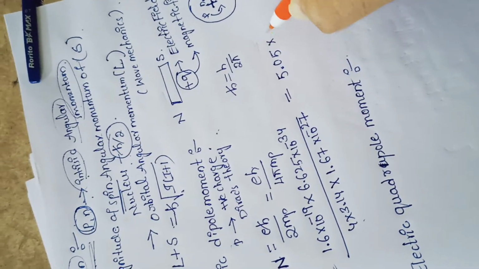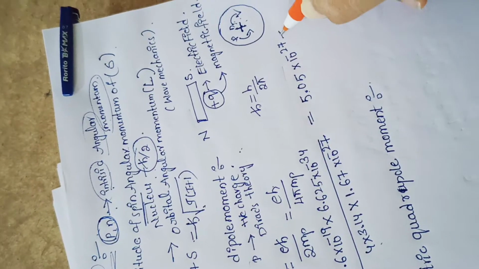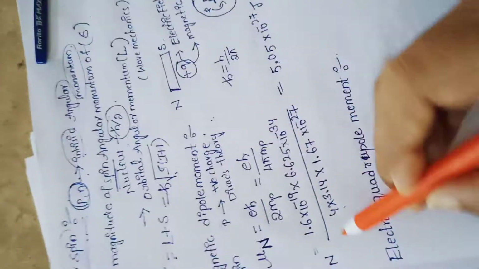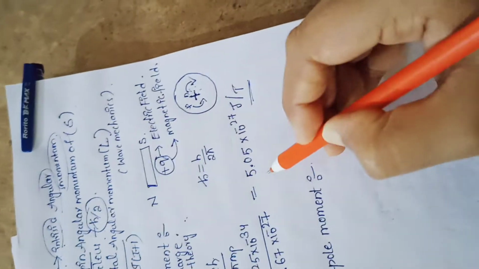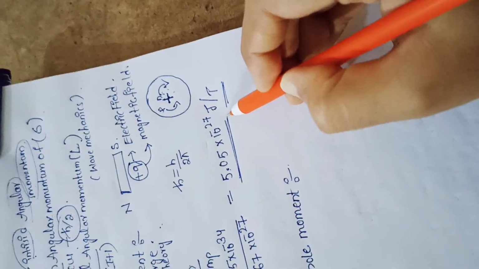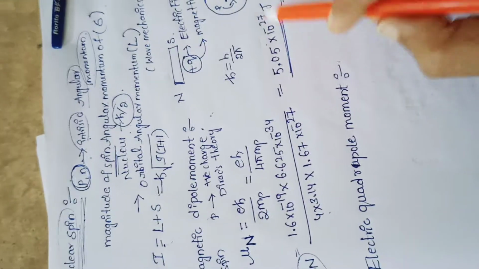5.05 into 10 to the power of minus 27 joule per Tesla. The magnetic moment units are joule per Tesla. The value is 5.05 into 10 to the power of minus 27. Nuclear magnetic momentum value, very important, please remember.